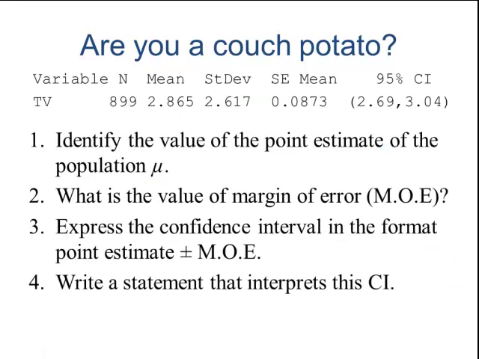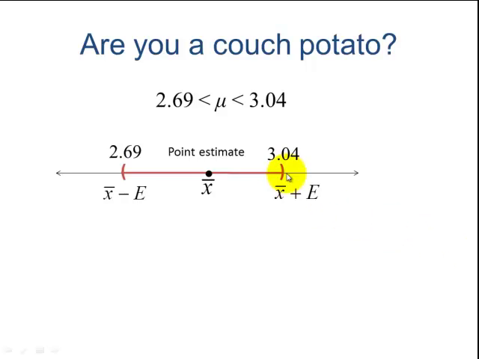So let's answer the following questions. Identify the value of the point estimate of the population mu. What is the value of the margin of error, or MOE? Express the confidence interval in the format point estimate plus or minus margin of error. Write a statement that interprets this confidence interval. So number one, we believe that mu is between 2.69 and 3.04 hours.